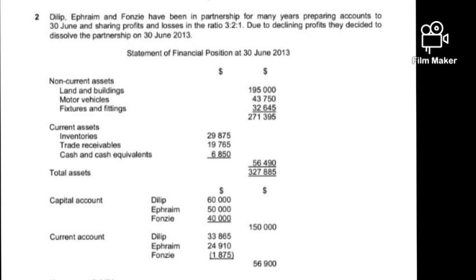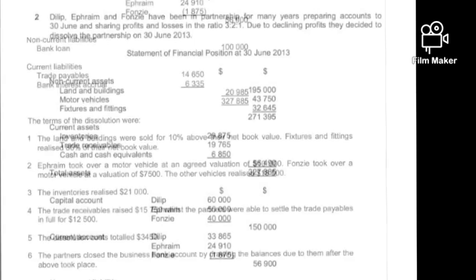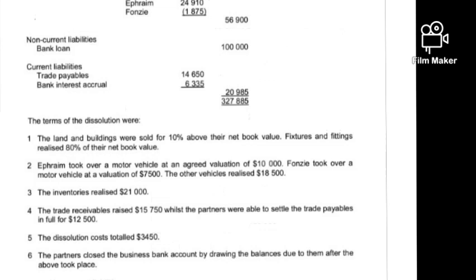So we are given the statement of financial position as at 30 June 2013, showing us the non-current assets, current assets, total assets, capital, and the current accounts. We are now moving on to additional information. The terms of the dissolution were as follows. Number 1, the land and buildings were sold for 10% above their net book value. Fixtures and fittings realized 80% of their net book value.